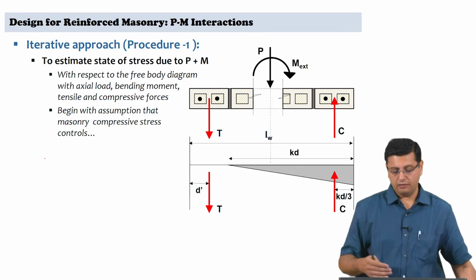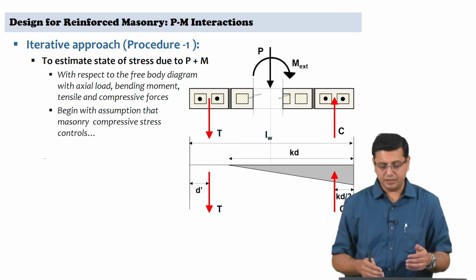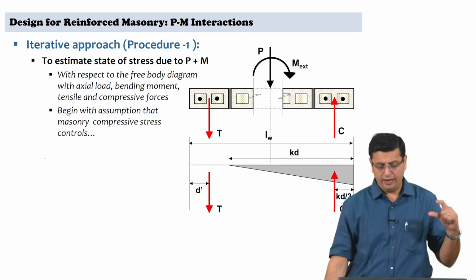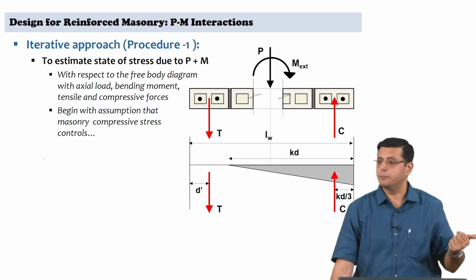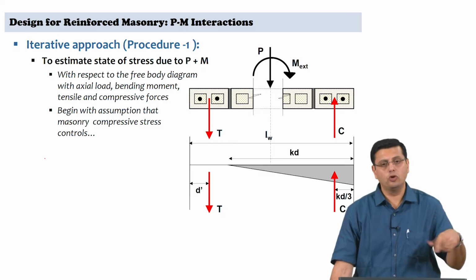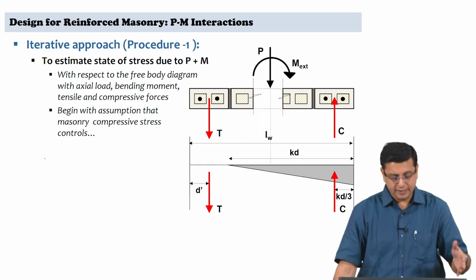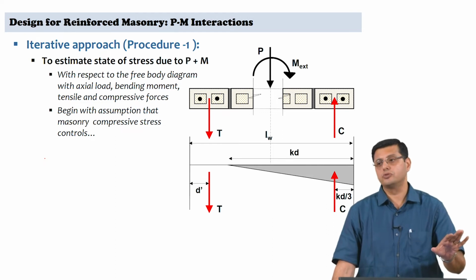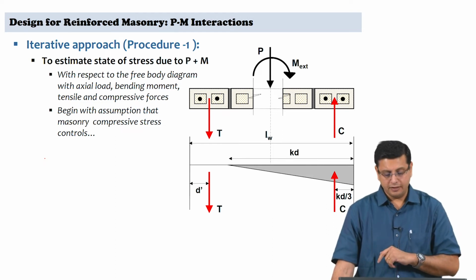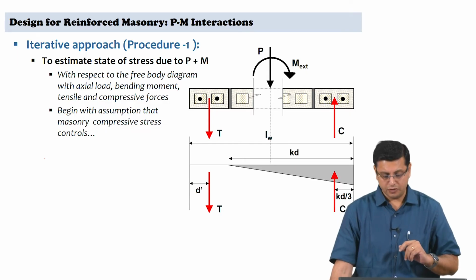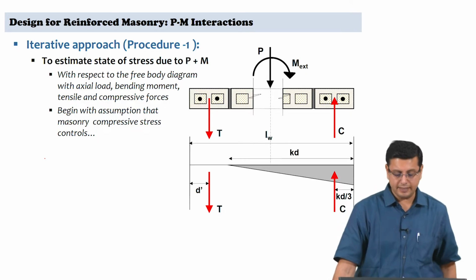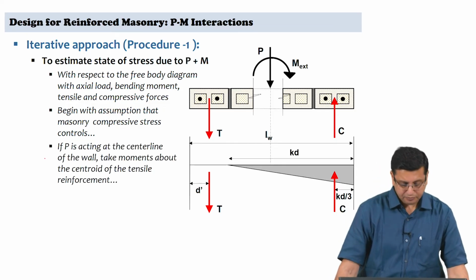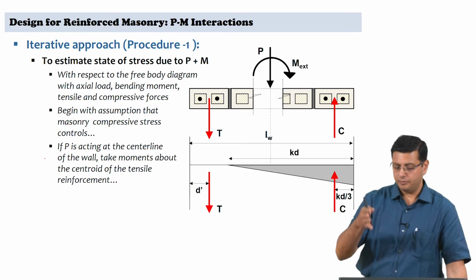So, you need to make some basic assumptions when you start, and then go back and check if, for the distribution of stresses and the values of stresses, that assumption is right. If that assumption is incorrect, then you go back and change that basic assumption, which is on whether we are in the compression control zone of the interaction surface or in the tension control zone of the interaction surface. So, we begin by making an assumption that we are in the compression control zone of the interaction surface, and we assume this.